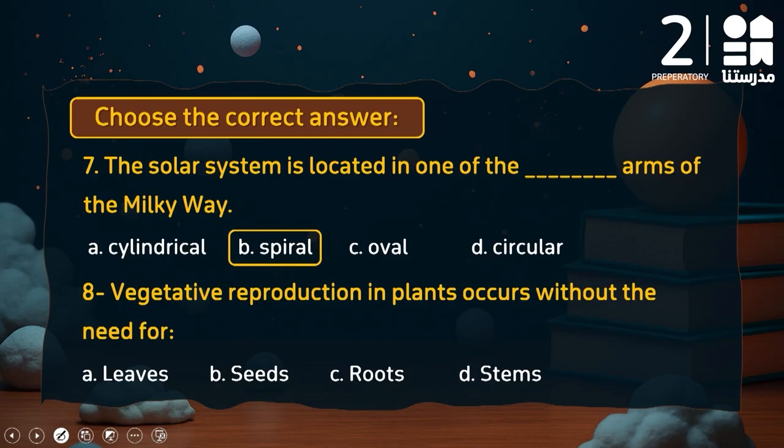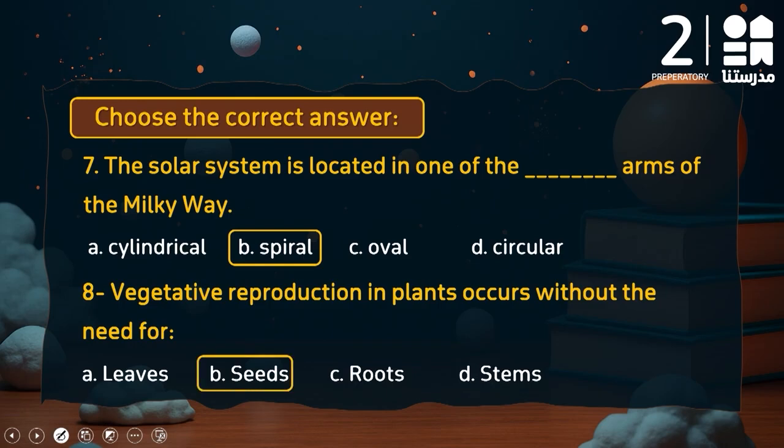Vegetative reproduction in plants occurs without needing seeds. What's meant by vegetative reproduction? Vegetative reproduction is asexual reproduction that happens by using plant parts, stem, roots, or leaves, without needing seeds.